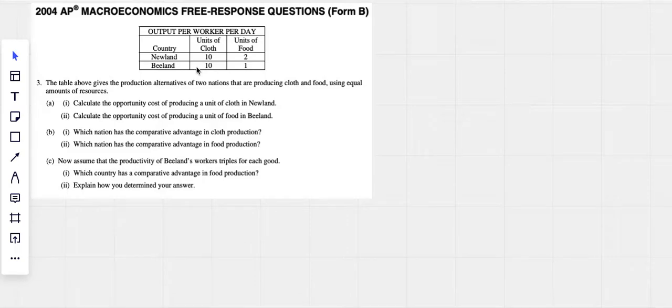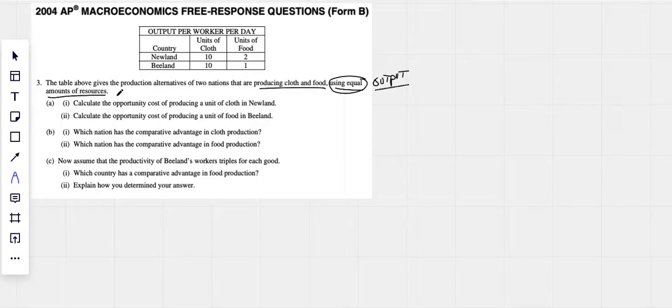And for AP Macro Form B, obviously comparative advantage. Let's see if we can do this. Units of cloth. The table goes to the production alternative. Two nations are producing cloth and food using equal amounts of resources. Output problem, right? They're putting in equal resources. What they get out is 10 units of cloth or 2 units of food.